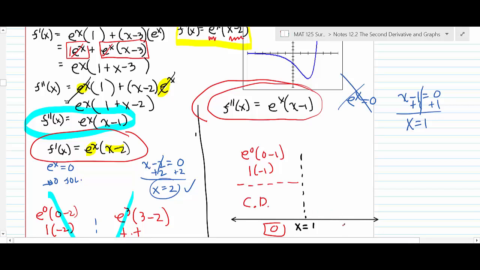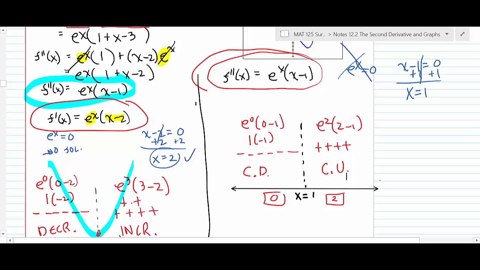Okay. Now do a test point bigger than 1, say like a 2. Go to your second derivative. You would have e to the second times 2 minus 1. That's positive, isn't it? Okay, so it means you're concave up. Good. So then you're ready to put it all together.